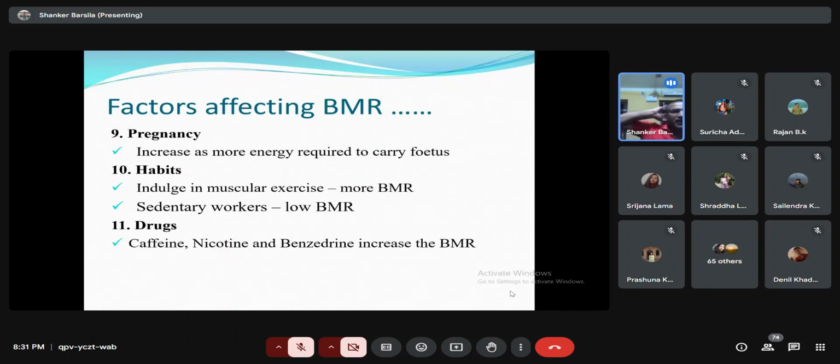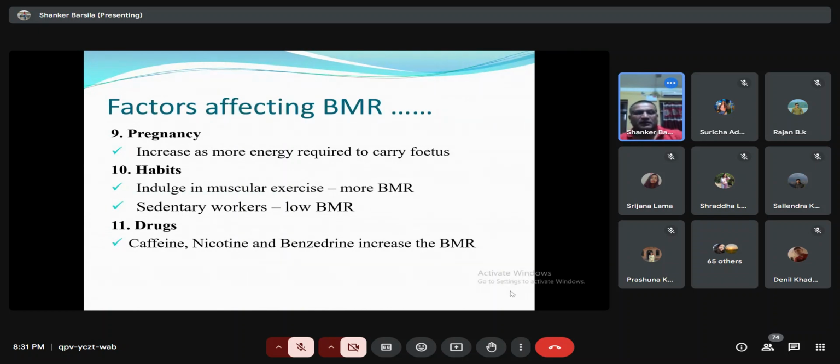There are two lives together during pregnancy in the womb, and that means the BMR might increase as more energy is required to carry the fetal growth. Then another is the habit of people. If you do some muscular exercise, gym, the BMR would increase. And if you are sedentary at home, if you only look at television, only Facebook, you might require a low basic metabolic rate of energy.